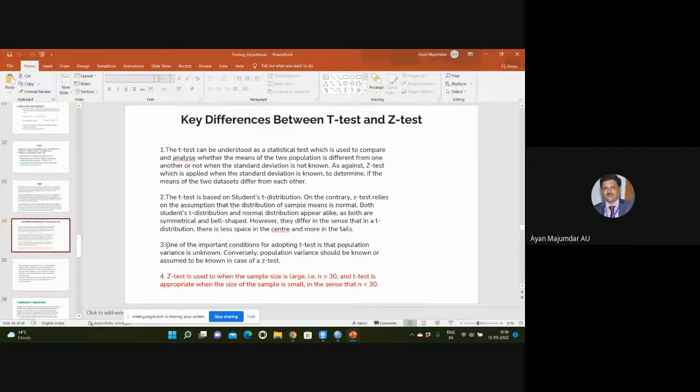So basically point number 3 and 4. One important condition for adopting t-test is that the population variance is unknown. And in case of z-test, the population variance is known. Now, one problem with z-test is that in SPSS, you cannot directly test through Z-test. So either you need to write a code, or there is another method of using SPSS indirectly to calculate the Z-test. We will use that one.